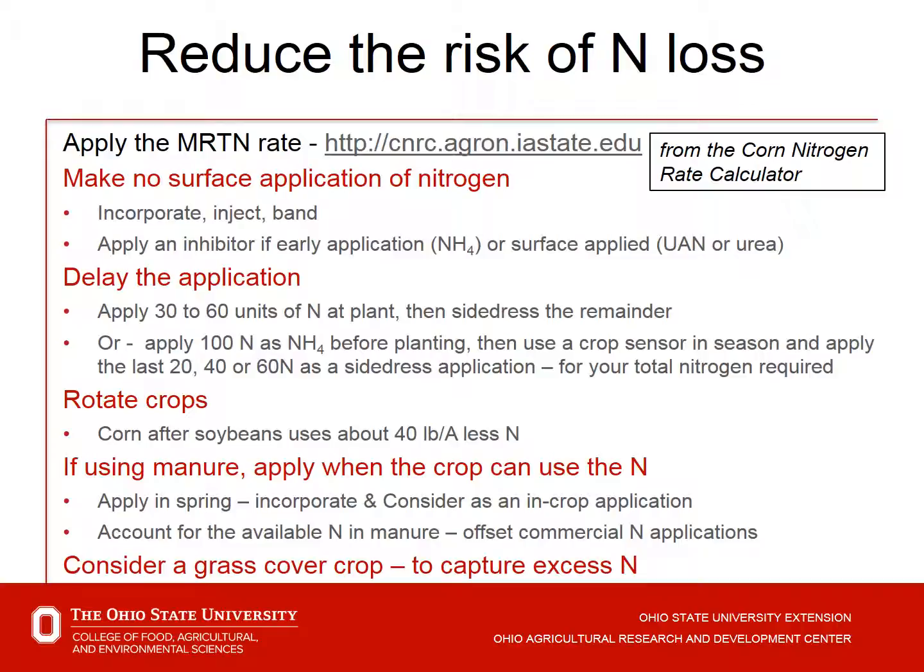Rotate crops. Of course, corn after soybeans uses about 40 pounds less nitrogen. And if you're using manure, use that nitrogen source as well as phosphorus in your determination of what your crop nitrogen need may be. And then also consider a grass cover crop. At the end of the season, we can capture some excess nitrogen, hold it in place in tissue, and not let it get lost to the environment.